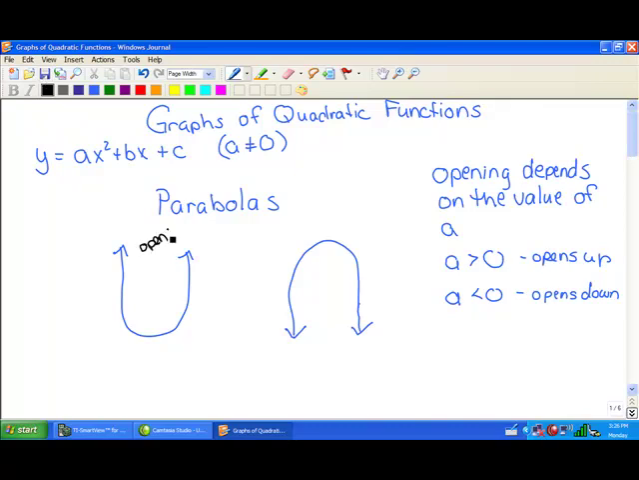These graphs are going to graph as what we call parabolas. The parabolas will either open up or they'll open down. The opening depends on the value of the a, which is the coefficient of the x squared. If a is positive, the parabola will open up. If a is negative, the parabola will open down.